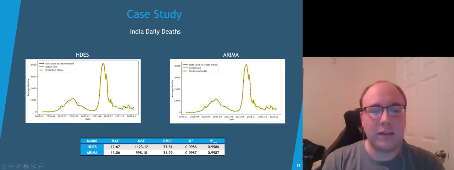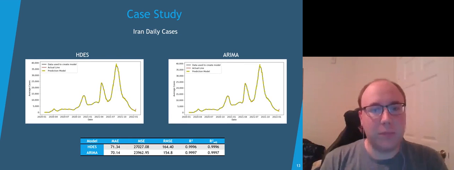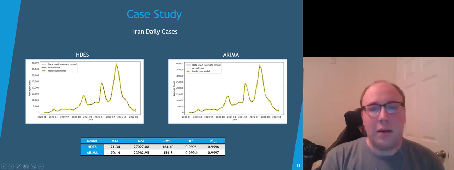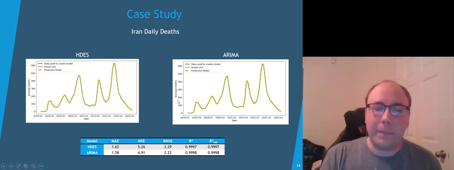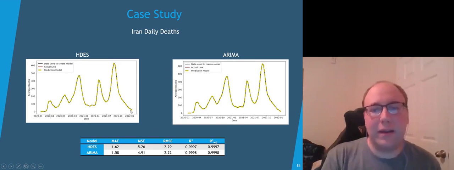India daily deaths, once again, really good R squared values, and our graphs are still within the same general ballpark, so good there. Iran daily cases, also the same, 0.999, really good. And then for Iran daily deaths, once again, these models are really good as well, with R squared values close to 1.